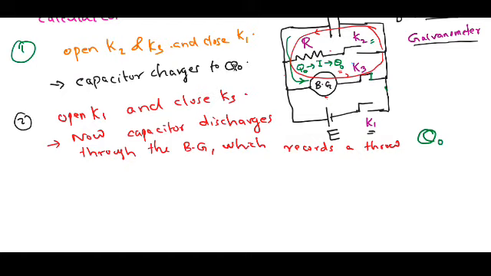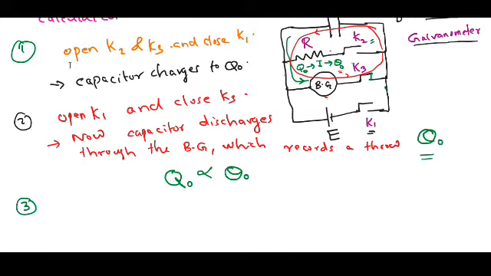Therefore, I can write the charge flowing through this galvanometer and producing a deflection theta 0. We can write this: the Q0 charge produces a deflection theta 0. Therefore, I can write Q0 is proportional to theta 0. Fine.